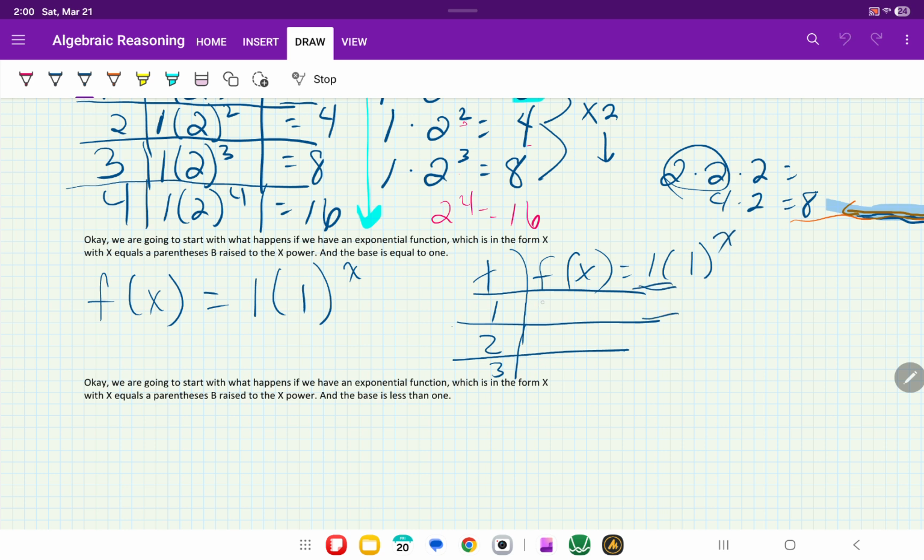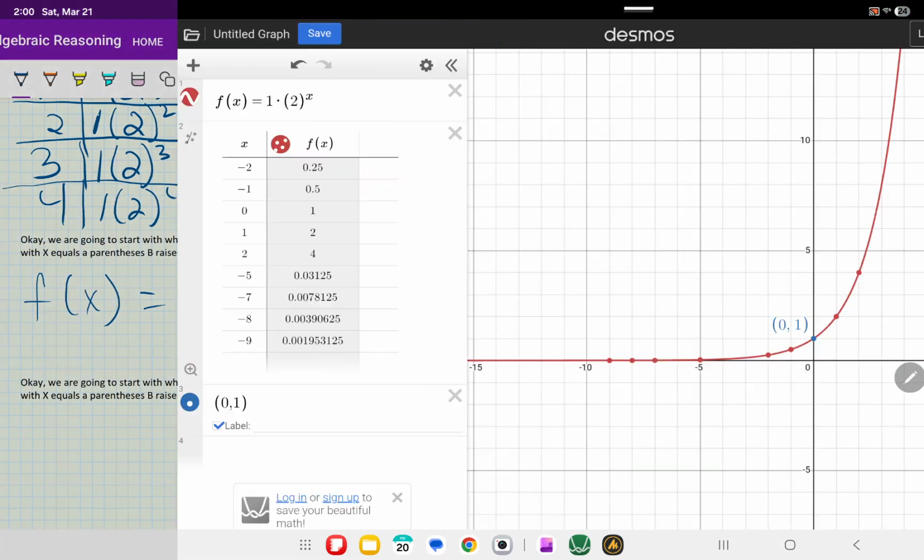And I start out with 1 times 1 raised to the first power. I get 1. 1 times 1 raised to the second power, I get 1. I get 1 times 1 raised to the third power, I get 1. So I'm just going to have a straight line. There is no growth.